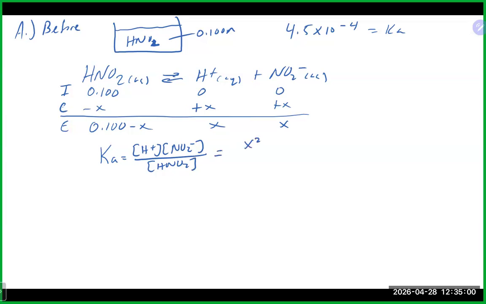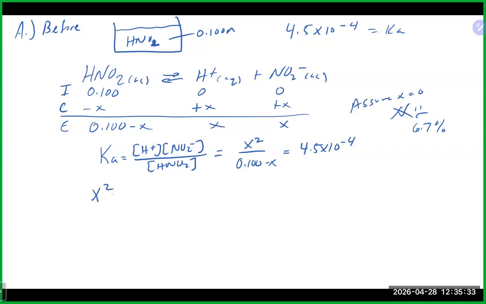And popping that in there, it's going to give us x squared over 0.1 minus x is equal to 4.5 times 10 to the minus 4. At this point, we can assume x is equal to 0. And if you did, you will see no good. Yeah, about 6.7%. A good reminder to make sure you always check your assumption. So in this case, the assumption is actually not good. That means we do need to solve this through quadratic here.